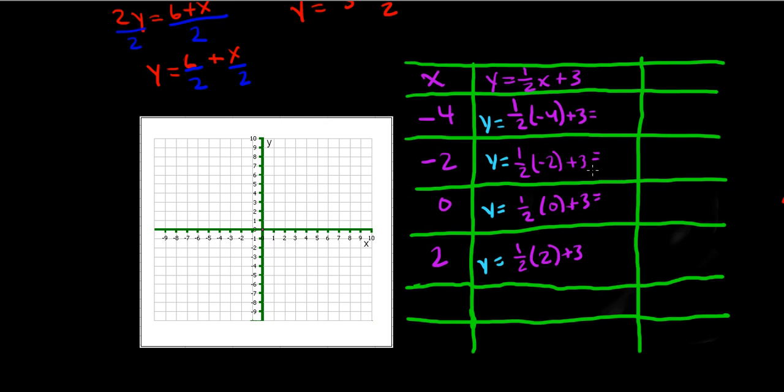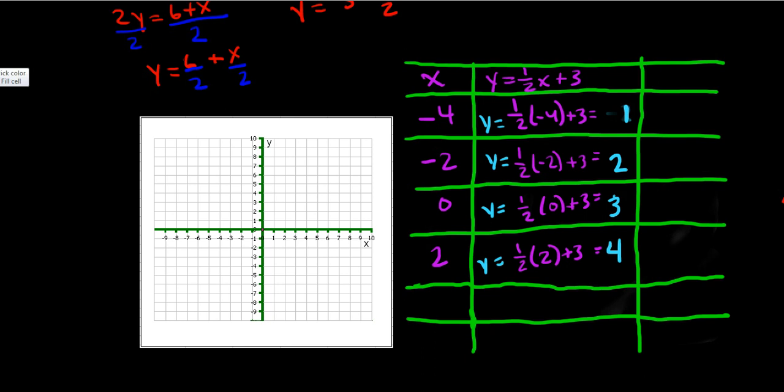When we do y equals 1/2 times negative 4 plus 3, we get negative 2 plus 3, which equals positive 1. Y equals 1/2 times negative 2 would give us a negative 1 plus 3, which would equal 2. Y equals 1/2 times 0 equals 0 plus 3, which would give us a 3. And when we do 1/2 times 2, we get 1 plus 3, which is 4.